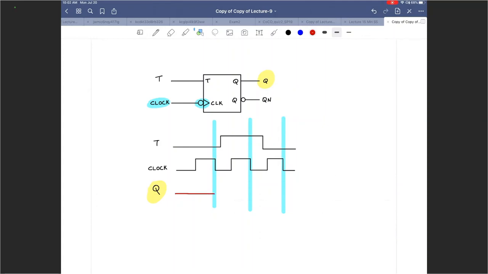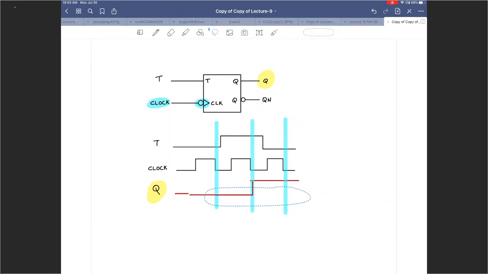At the first negative edge of the clock, T is zero. So don't toggle, all right? So if you don't toggle, you keep it there. The next negative edge of the clock, T is one, so toggle, all right? So it goes to one there. The next negative edge of the clock, T is zero, so don't toggle. In reality though, everything will be a little bit delayed, right? This guy will be a little bit on the right because of the propagation delay.